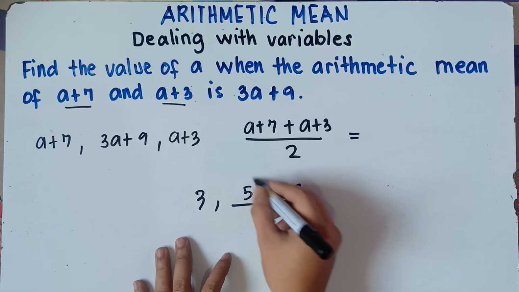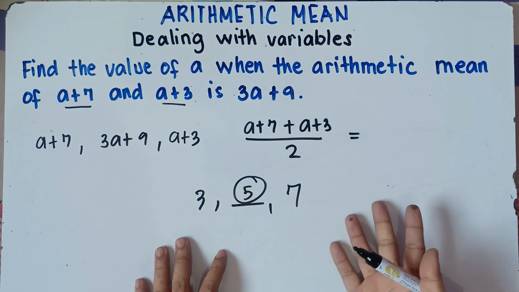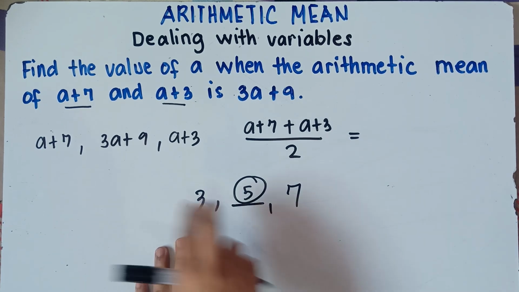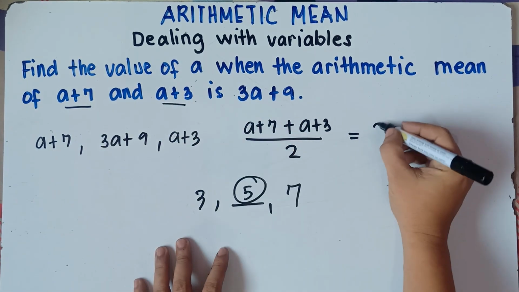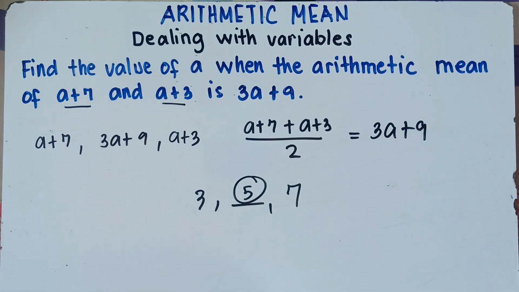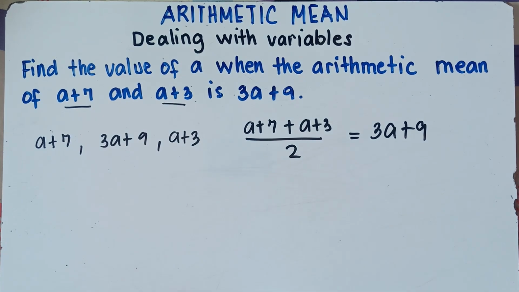A while ago, our answer is 5, so therefore, 3 plus 7, and then we divide it by 2, the answer is 5. So therefore, first term plus last term divided by 2, the answer is 3a plus 9. Alright, so we get the value of a using the average formula. Then later on, we will use the arithmetic sequence formula.